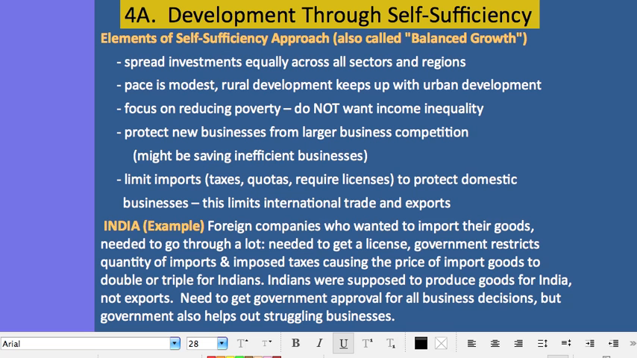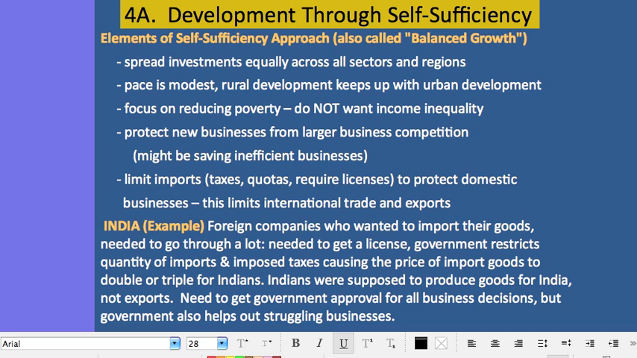All right, the first means or model of development is called the self-sufficiency model, also called balanced growth. You might see in a test question, balanced growth. And self-sufficiency, basically, if you think about what it means to be self-sufficient, it means that you can do it all by yourself. You have no outside input. So basically that's a country developing by itself without the input of any other country or any influence.